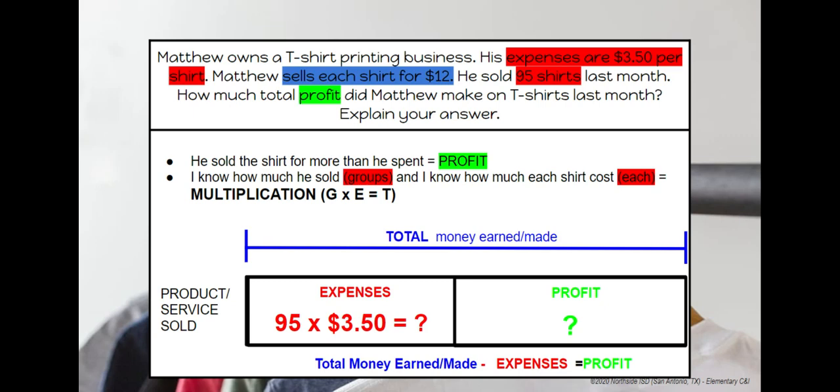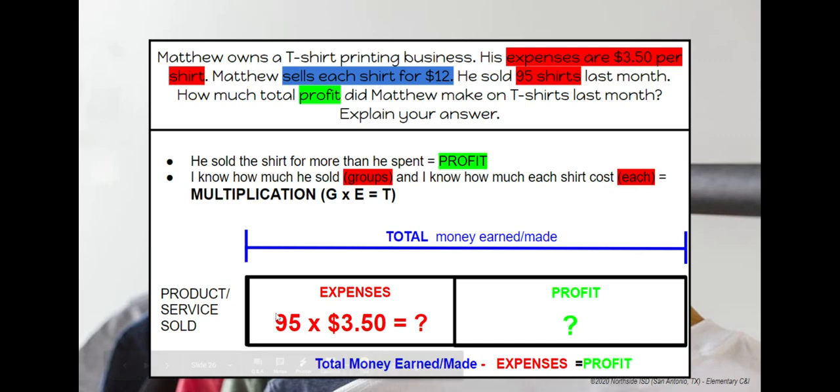I know how much he sold. Okay, so how many shirts did he sell, guys? Look at your word problem. How many shirts did he sell? Okay, 95 shirts. So that's my groups. He sold 95 shirts. And I know how much each shirt cost. How much did each shirt cost him? Not how much he sold it for, but how much it cost him. How much did each shirt cost?